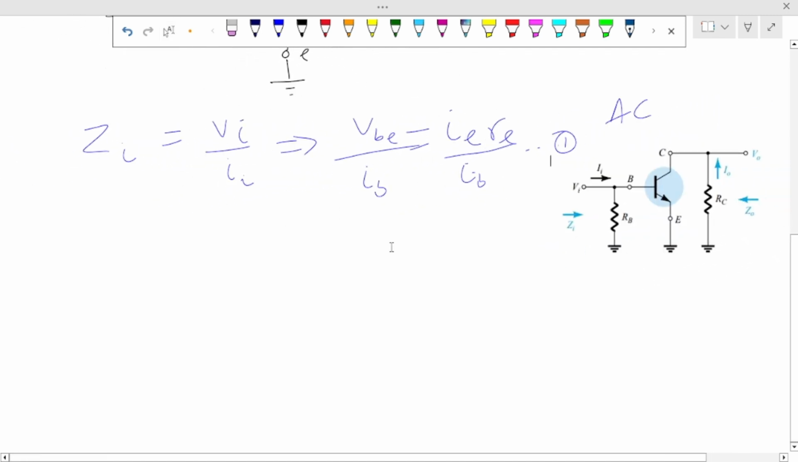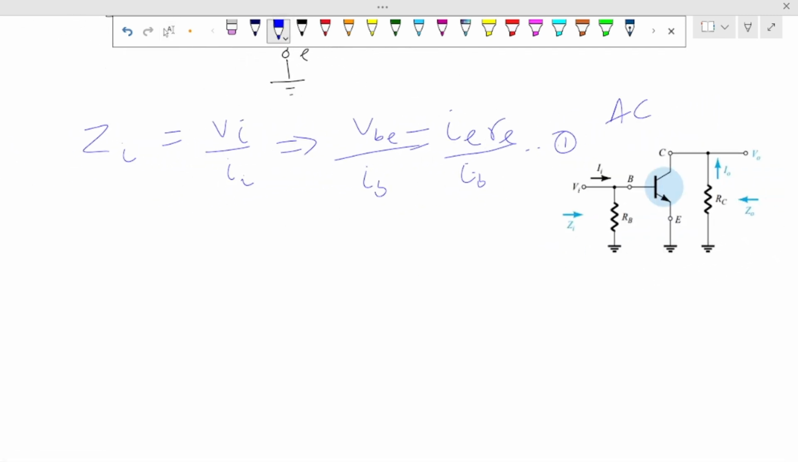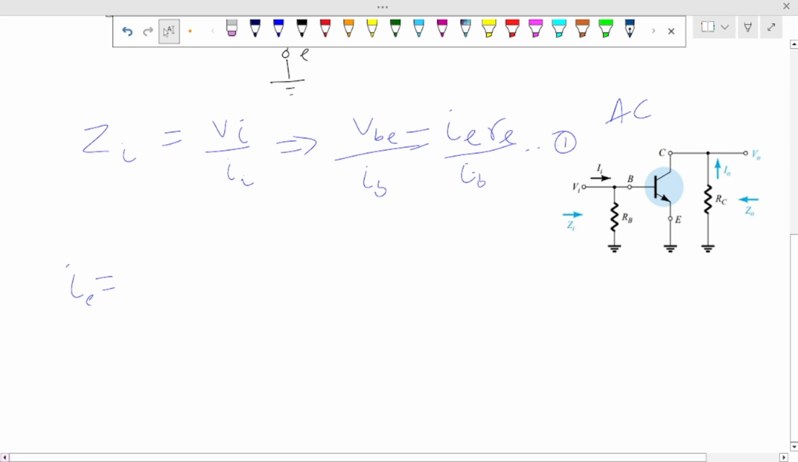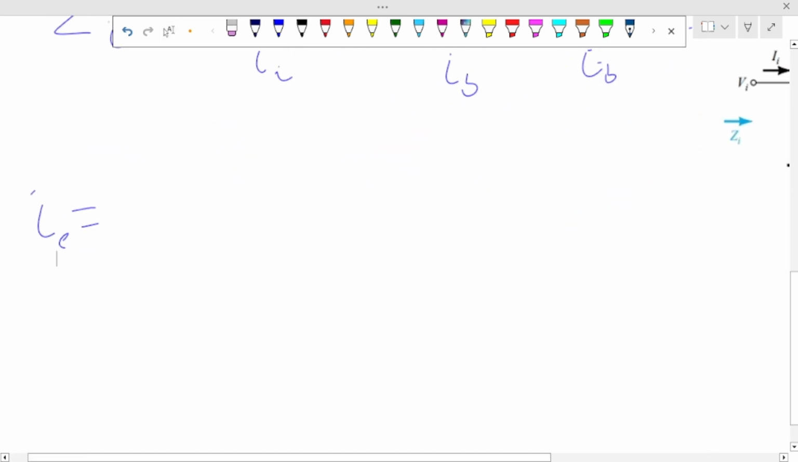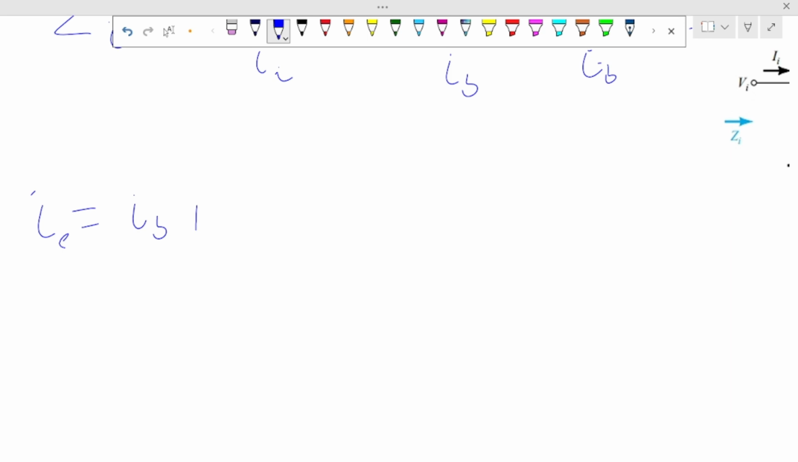Now, for IE, recall that IE is the sum of the currents that flow from the collector and from the base into the emitter to get the emitter current. So IE is the same as saying IB plus IC.